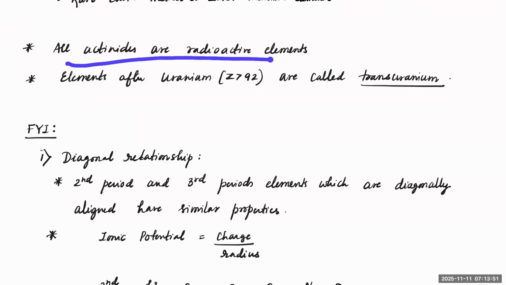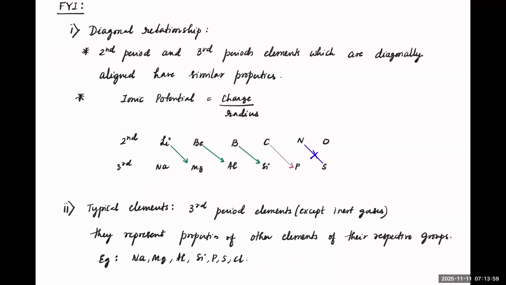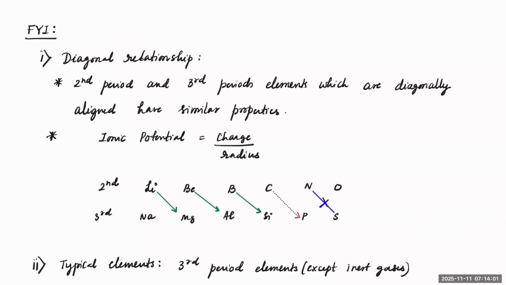Next, all actinoids are radioactive elements. Elements after uranium are generally called trans-uranium elements. Now, there are a few terms which we need to know. First one is the diagonal relationship. Second period and third period elements which are diagonally aligned with each other will have similar properties. Those are the ones which have a diagonal relationship.